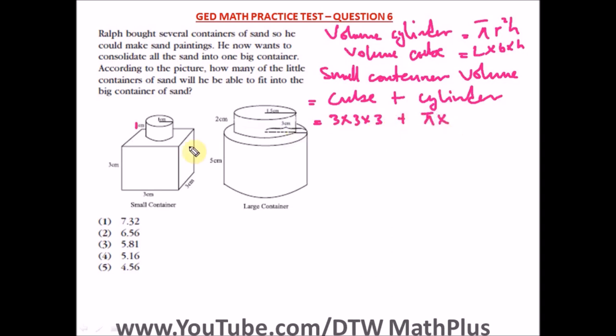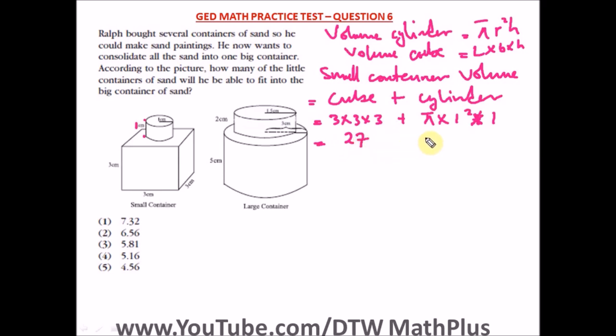Pi times what? The radius of the cylinder on top of this small container is 1. So pi, that's 1 squared times, and the height from here to here is also 1 centimeter. So this should be multiplication times the height, which is 1 centimeter. So from here, what is 3 times 3 times 3? That will give us 27.